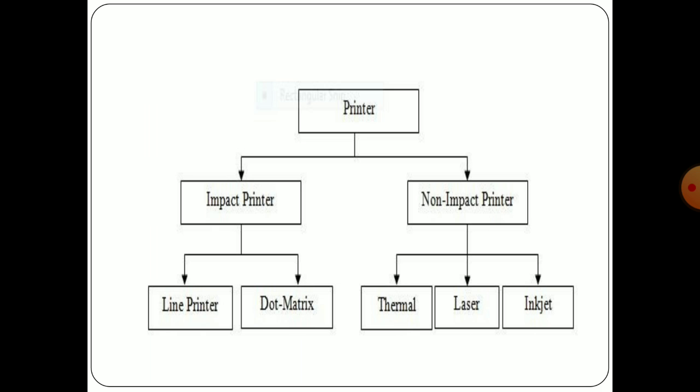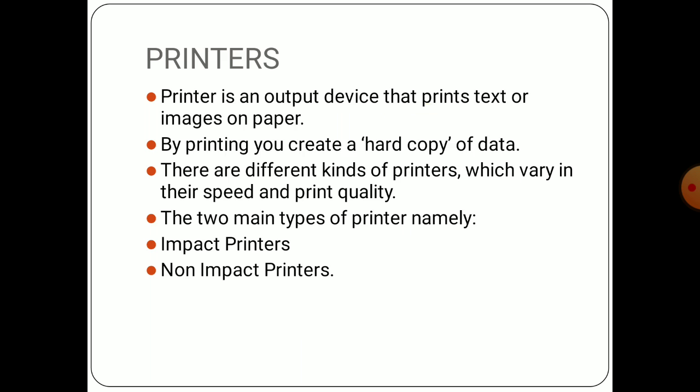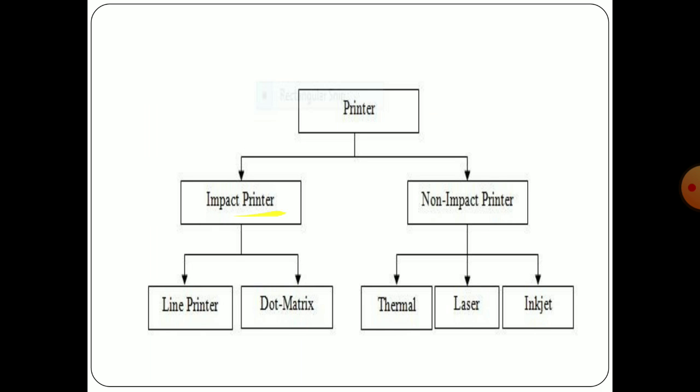We'll see the classification. The printer has been divided into two types, impact and non-impact. The impact printer is further divided into line printer and dot matrix printer, and the non-impact printer is divided into thermal, laser and inkjet. So we have covered the meaning of printer, and the meaning and features of impact printer. Till here we have seen.